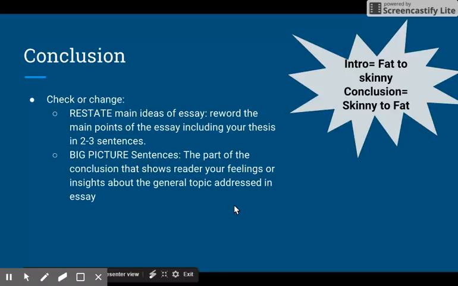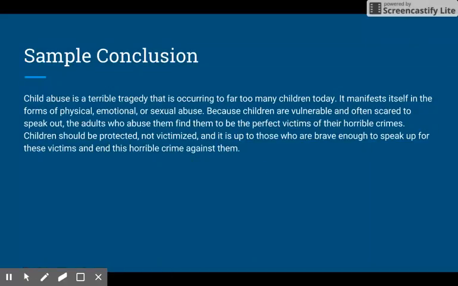Lastly, you want to include a big picture sentence, which means that you show your reader your feelings or your insight about the general topic addressed in your essay. This should not include the words I or we. Okay? Look at how this one: Children should be protected, not victimized, and it is up to those who are brave enough to speak up for these victims and end this horrible crime against them. Okay? Notice I state my opinion, but I do not use the words I or we. Like we should do this or I think this. You want to keep it in third person.